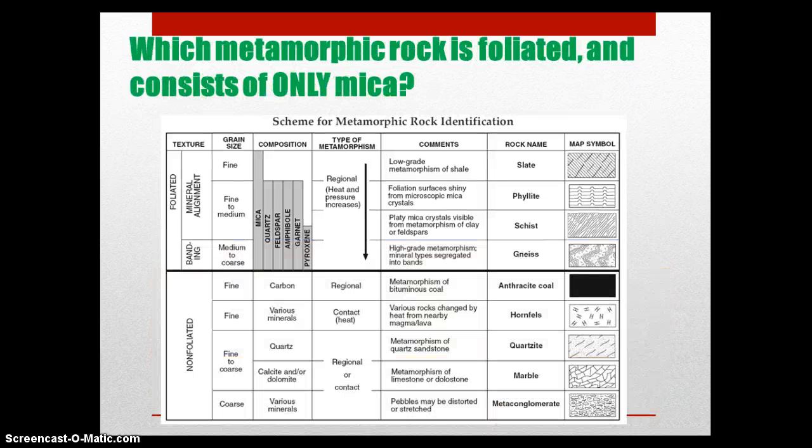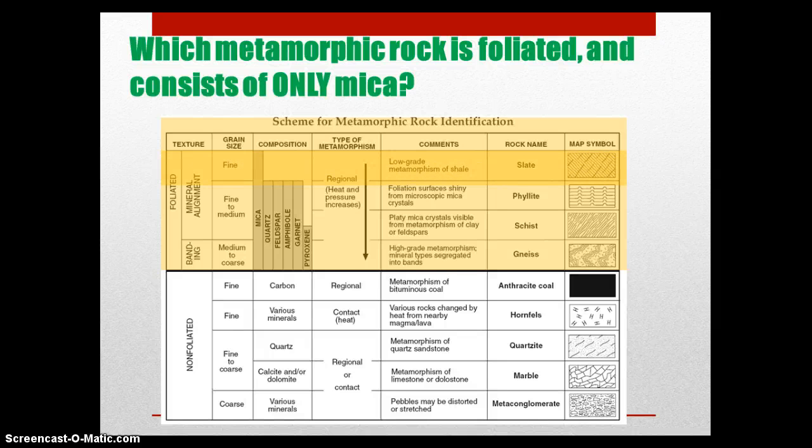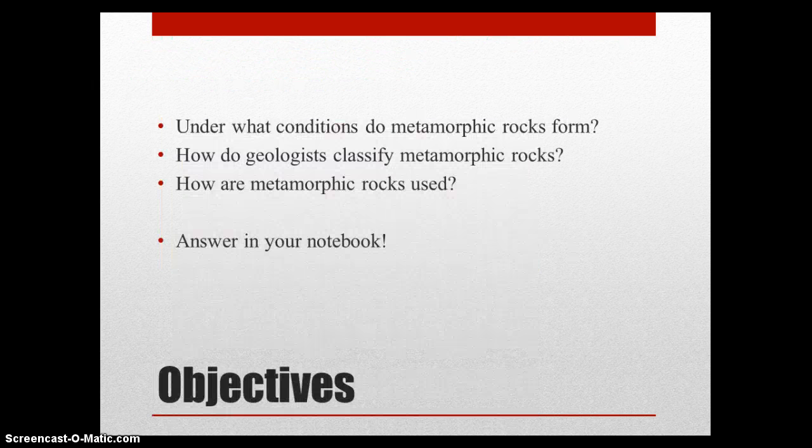Let's try another one. Which metamorphic rock is foliated and consists of only mica? So your composition is mica, and it's only composed of mica. Take a moment, pause it, look at the graph. You should have found that it is up at the top. It's foliated. It's fine. The main composition is the only one that consists of mica, so you should have gotten slate.